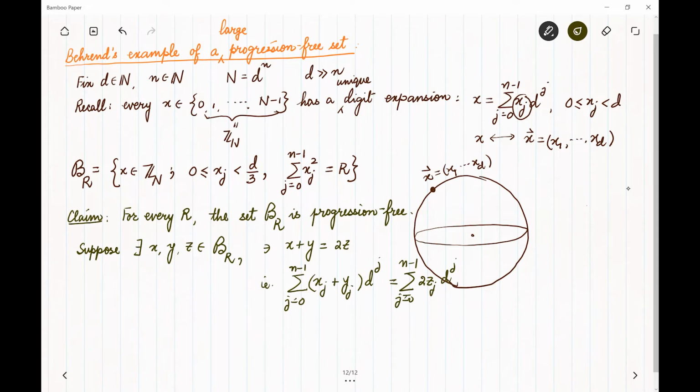Okay. Now, here comes the part where this bound on the xj's is important. If each xj and yj is less than d over 3, the sum is less than 2d over 3 on either side, and these are, of course, integers. This boils down to having two integers that are equal, and their coefficients here are less than d, and the digit expansion is unique, which means that digit for digit, they must match up. In other words, xj plus yj has to be equal to twice zj for every j.